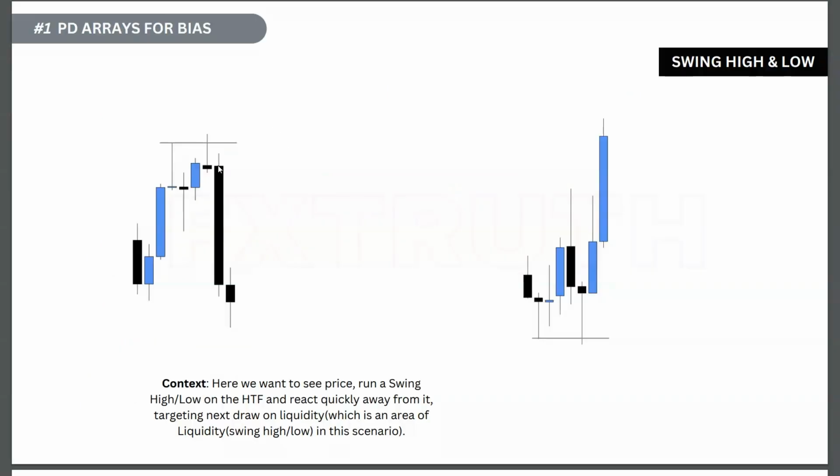So first off, we'll be looking at swing high and swing low. So we want to see price run a swing high on a higher time frame and react quickly away from it, then selling all the way to the sell side. Same can be said for the swing low. We want to see price run a swing low, reacting quickly away from it and trading all the way to the buy side. So let's see examples to drive this home.